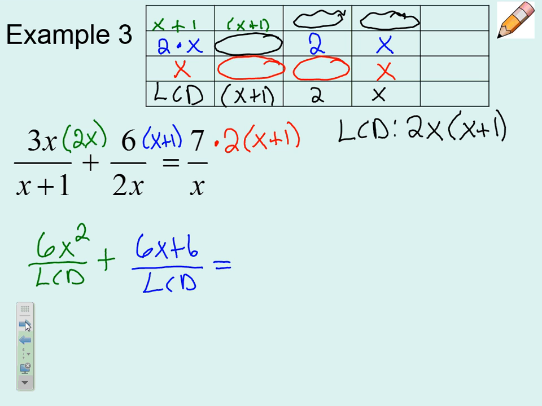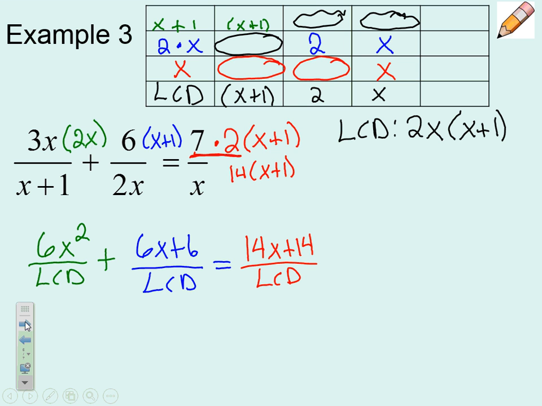Well, if I think about this, I'm going to do this part right away. 2 times 7 is 14. Then I have x plus 1. Now I'm going to distribute it. So I have 14x plus 14 all over my least common denominator.